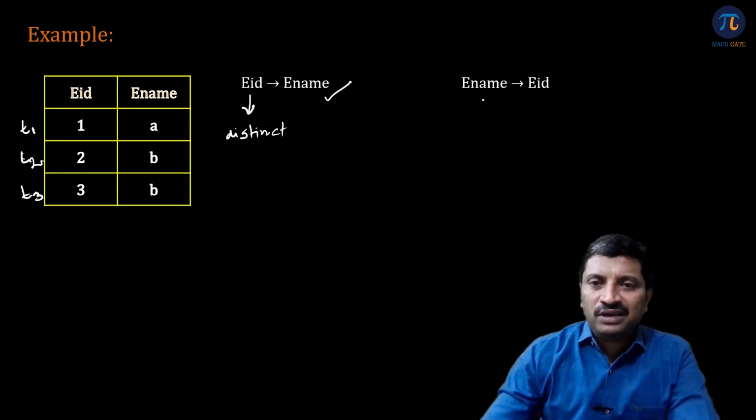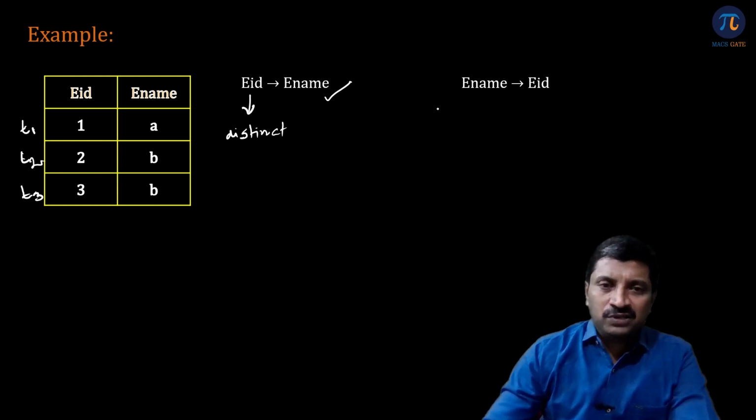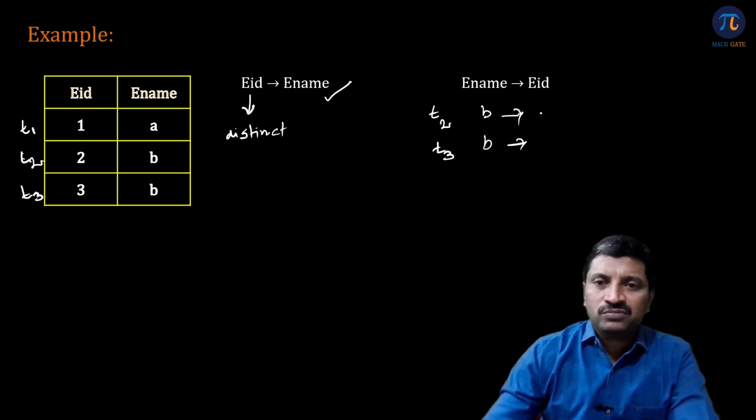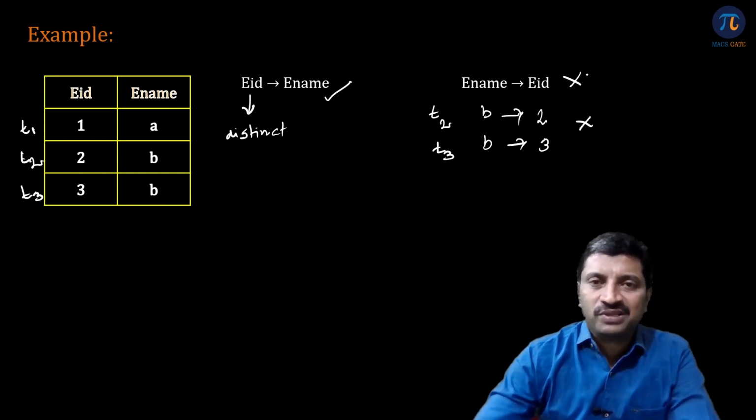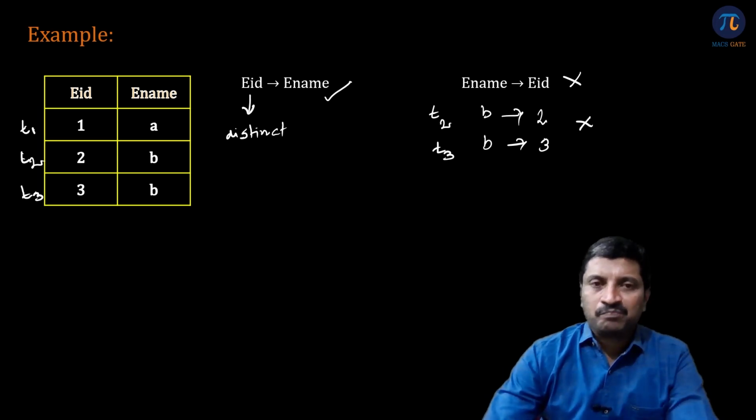What about employee name implies employee ID? For this, I think tuple 2 and tuple 3 both have the same value. What are the corresponding values? This is 2, this is 3. These two are not the same. So that's why this will not be satisfied by this relation instance.